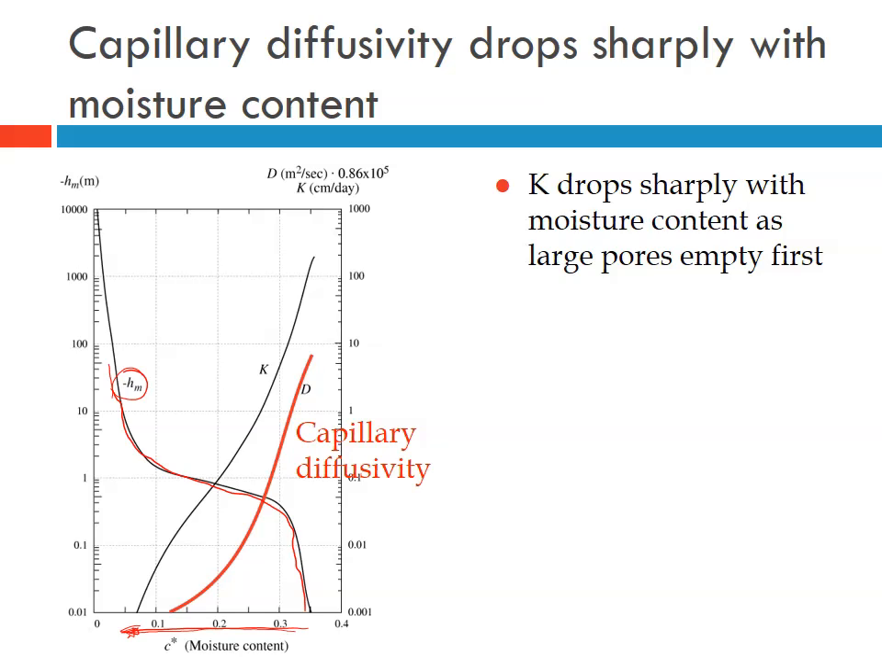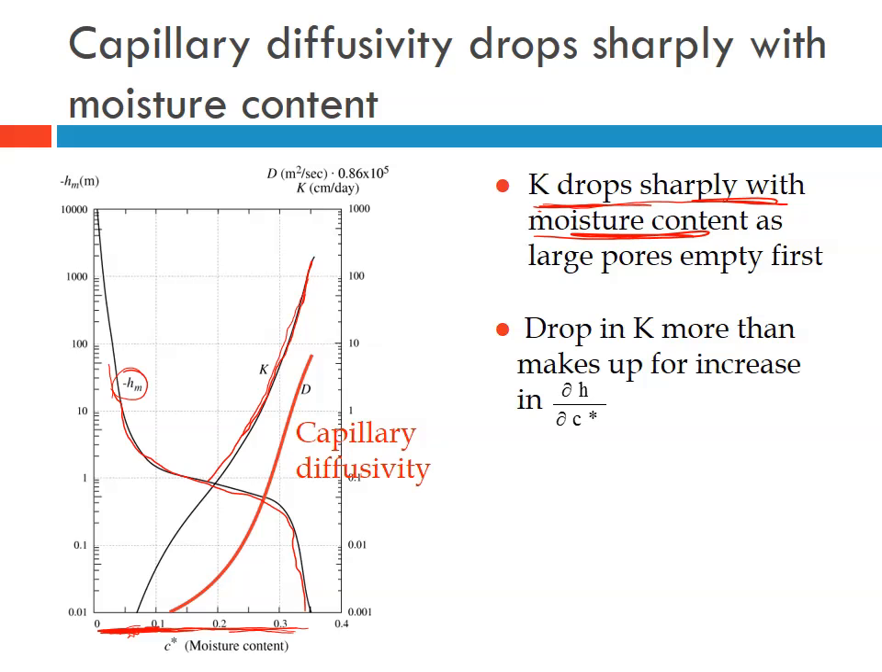And this K also, K is the hydraulic conductivity. Now as you remove water, it is the bigger pores that get emptied first. So now water is in smaller and smaller pores. And in the smaller pores, the water is held more tightly, so the K has to do with the transport of water. And now we're talking about water in the smaller pores. So in smaller pores, K has to be small because things cannot move as easily. So K drops with moisture content. And I have already said that H changes this way. Together, we see the typical capillary diffusivity of a material.